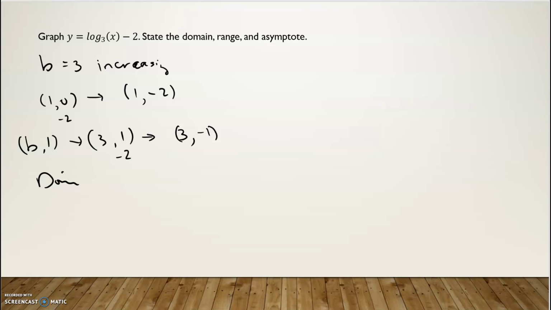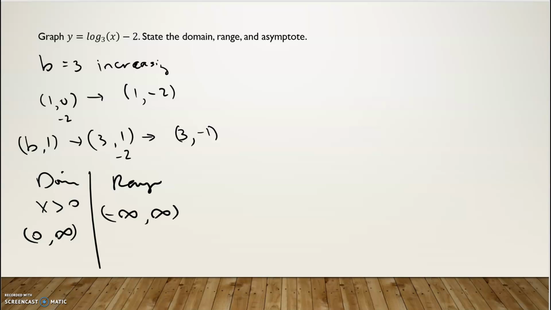Our domain is going to be x is greater than 0. So that's going to be 0 to infinity. Our range hasn't changed, negative infinity to positive infinity.